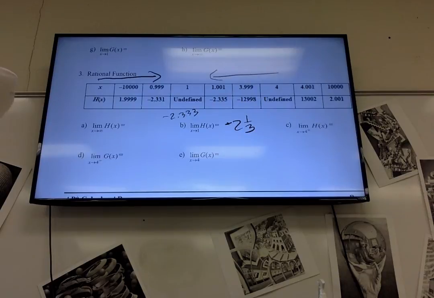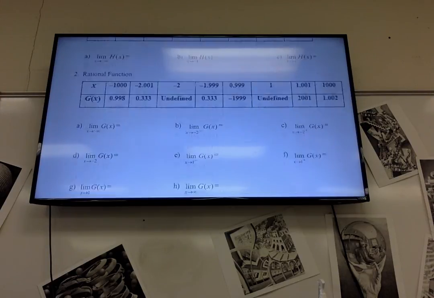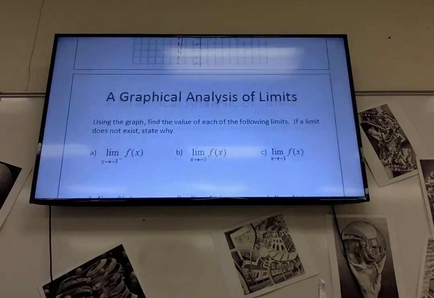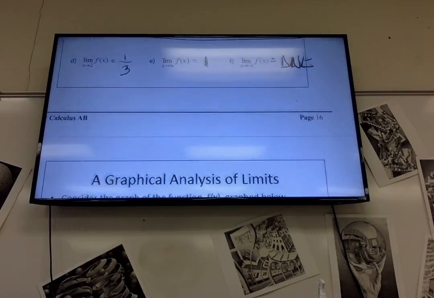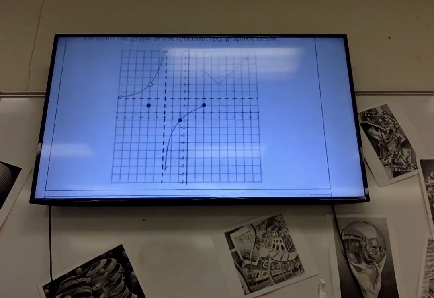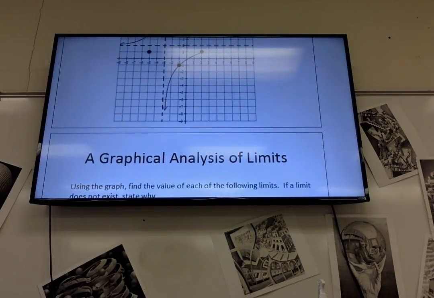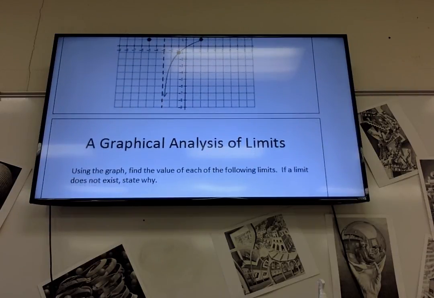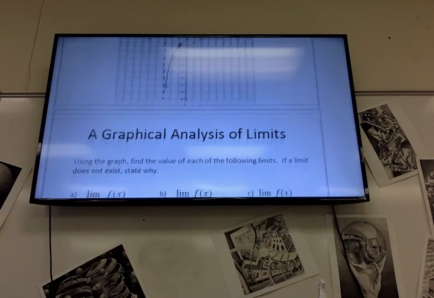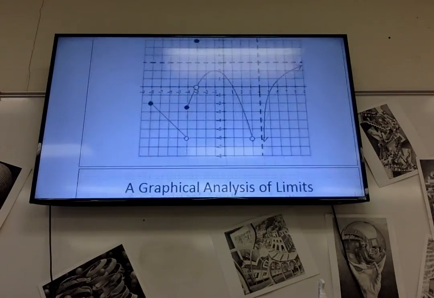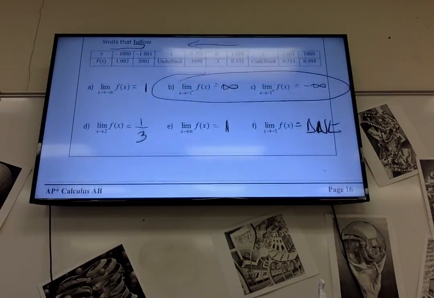What else? Anything else yet? Okay. Wait, so what would E be on 3? D? E. E does not exist. Does that make sense? Okay. That's because from the left, it's approaching negative infinity, and from the right, positive. Good question. Anything else?